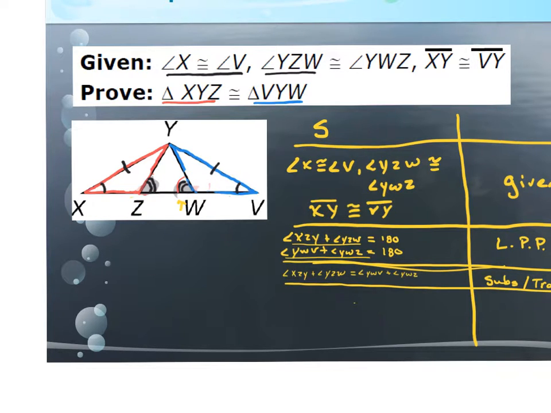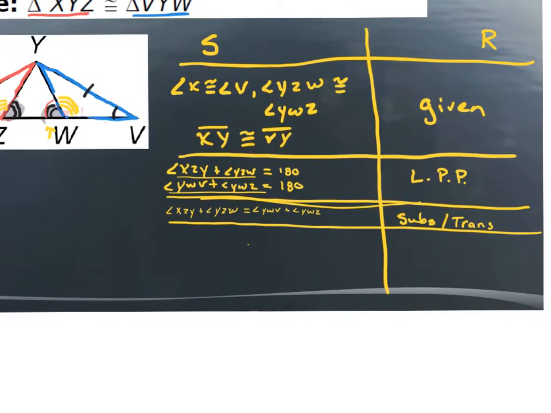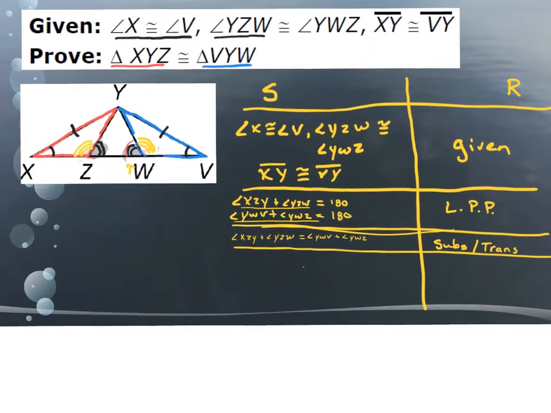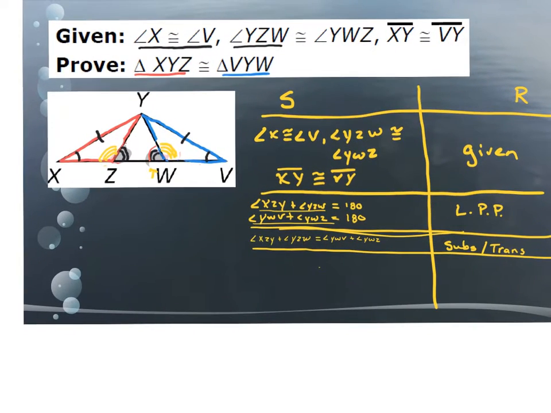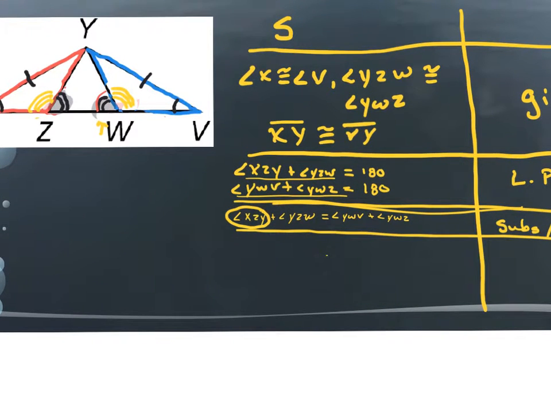If we can say that angle XZY is congruent to angle VWY, then we've got everything we need for AAS. Okay, so here we go. We are trying to get angle XZY equal to angle VWY. That's what we want to be left over with. I would like a statement that just said that is equal to that.